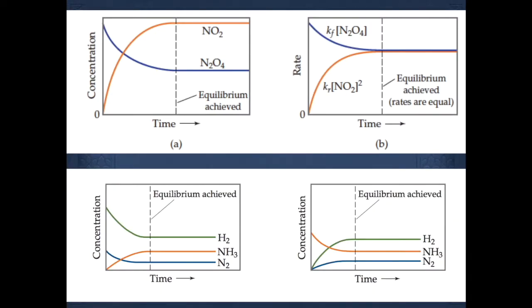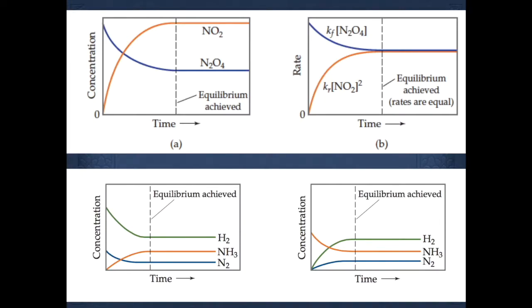These two graphs show you that it doesn't matter whether or not you start with your reactants or your products, you can still reach equilibrium. So the graph on the left-hand side shows you that you start with your reactants, H2 and N2, and NH3 is your product. So you start with just your reactants, but you're still able to reach equilibrium because the concentration of NH3 increases until you reach equilibrium. Notice it's equilibrium because the concentration of those three substances do not change.